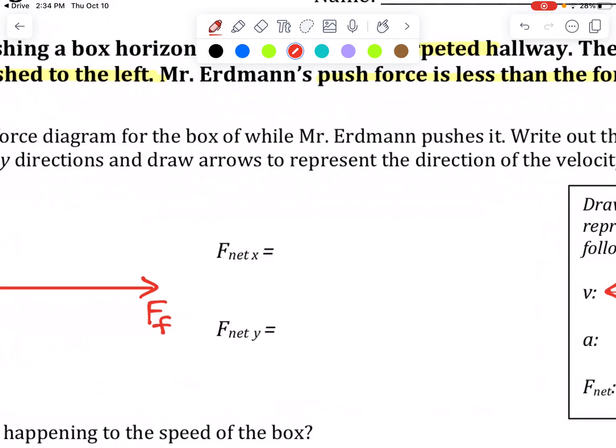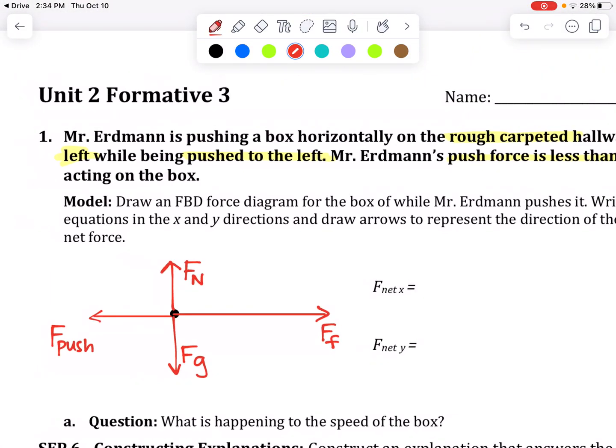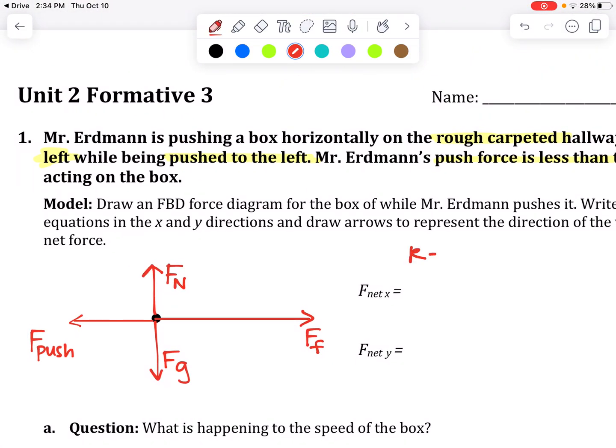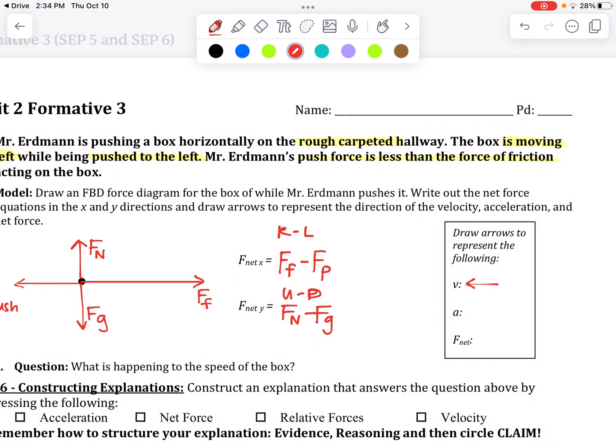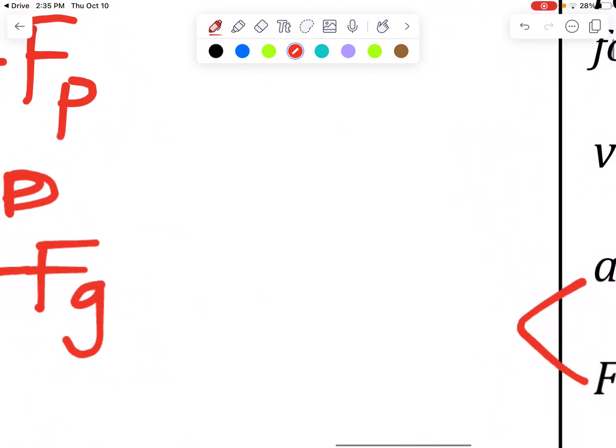So for my F net X, those are all the horizontal forces. I always do right minus left for horizontal. So I'm going to do force of friction minus F push. For F net Y, I always do up minus down. So I'm going to do Fn minus force of gravity. If I look at my FBD visually, I can tell that the net force is going to be to the right because FF is bigger than F push. And these two always match. They always are the same direction.